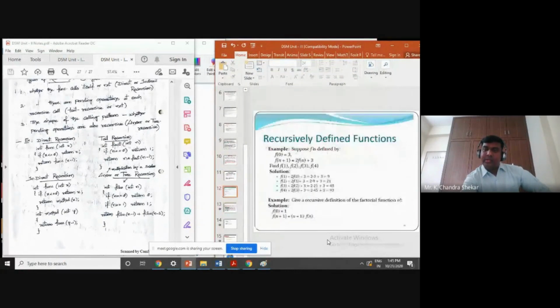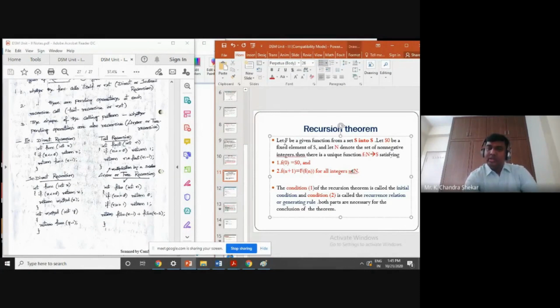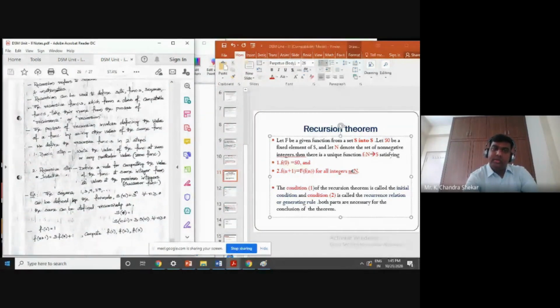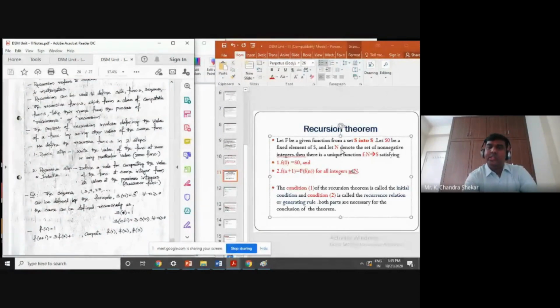In that, we have already discussed factorial and Fibonacci series. Now the recursive theorem. Here you call it a theorem. What does this theorem say? It says that first you need to have the basic step. Whatever we have discussed, we define a recursive function in 2 steps. The same 2 steps are given as a theorem here.